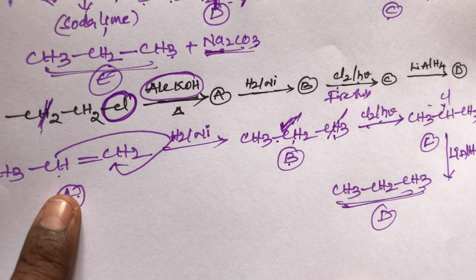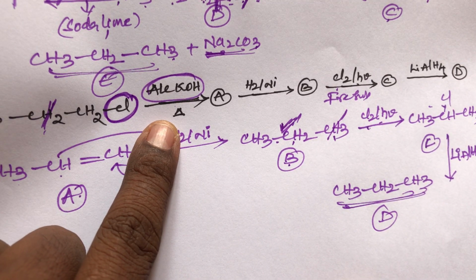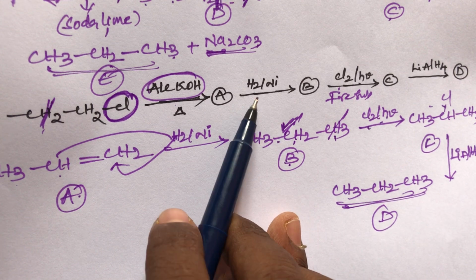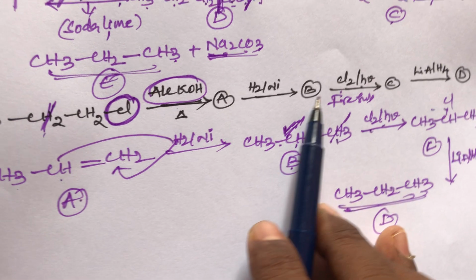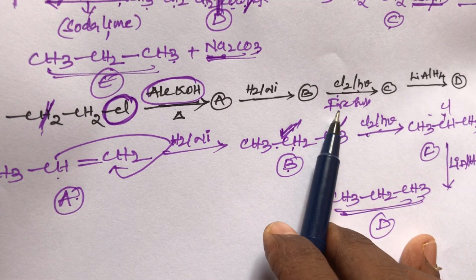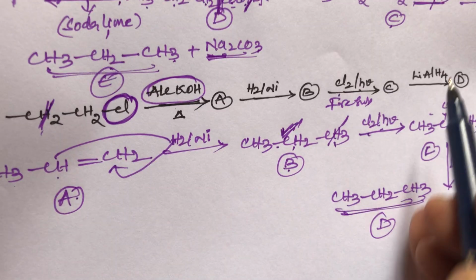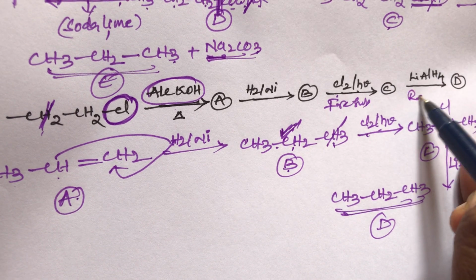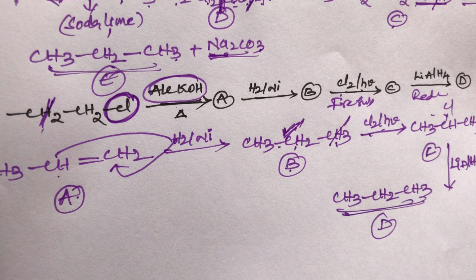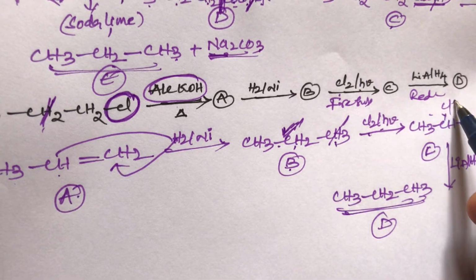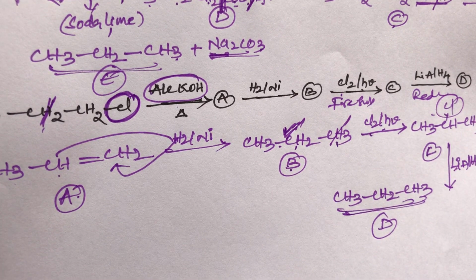In this, the first step is elimination, that is dehydrohalogenation, and the second step is hydrogenation, that is catalytic hydrogenation, an addition reaction. The third step, the conversion of B to C, is a free radical substitution reaction. Then the conversion of C to D is reduction, which is also a substitution reaction, where chlorine is replaced by hydrogen. This is the simple trick, student.